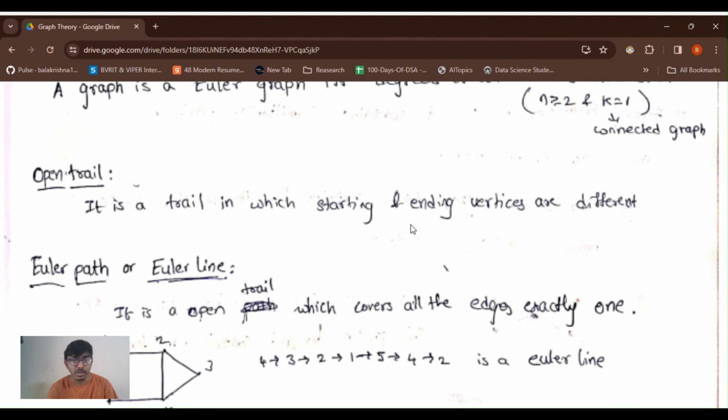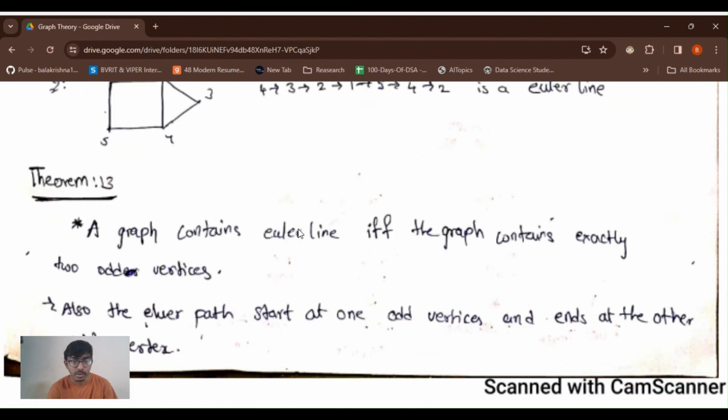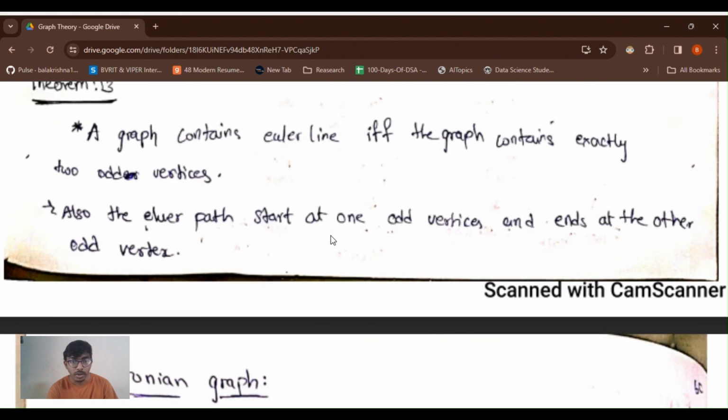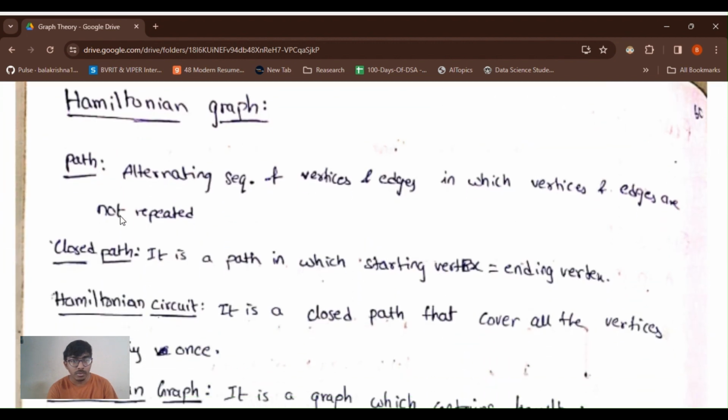Open trail is a trail in which the starting and ending vertices are different. Euler path or Euler line is an open trail which covers all the edges exactly once. A graph contains an Euler line if the graph contains exactly two odd vertices. Also, the Euler path starts at one odd vertex and ends at the other odd vertex. Hamiltonian: an alternating sequence of vertices and edges in which vertices and edges are not repeated.